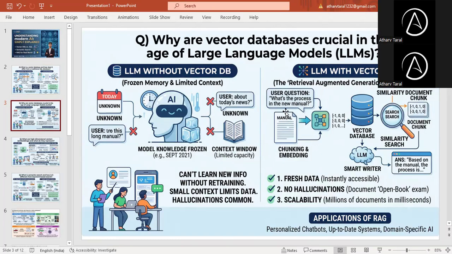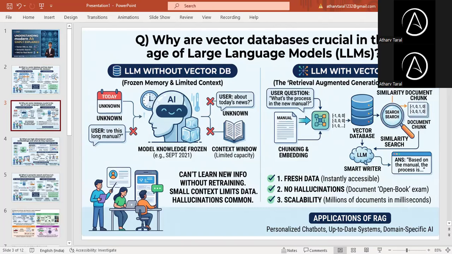In the process of the new manual, here is the manual. Chunking, embedding: here is where we convert it to vector data. The chunks are converted into vectors and stored in the vector database. Then the vector database does the similarity search. It does not look for the exact word. It looks for the meaning. Finally, it pulls out the most relevant chunks of information and feeds them to the LLM.